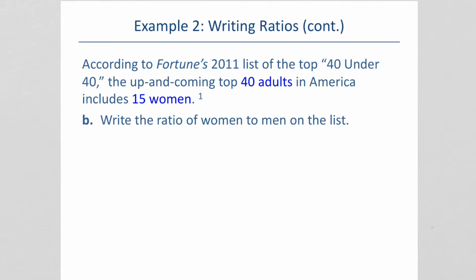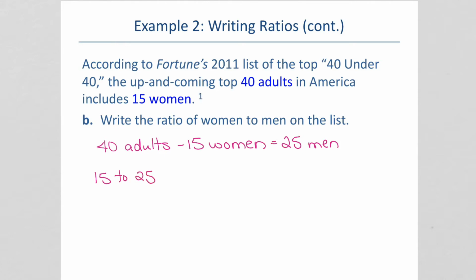Part B says write the ratio of women to men. Well, we know that there are 15 women and 40 adults. So if we subtract off the 15 women, then we can find how many men there are. 25 men. So writing these as a ratio would be 15 to 25, 15 colon 25, or 15 over 25.